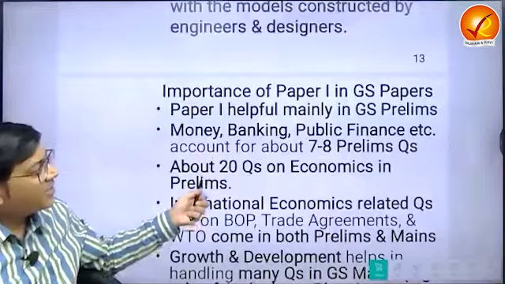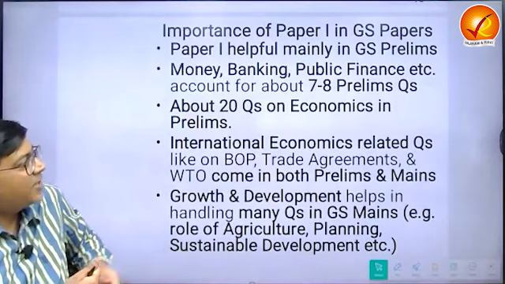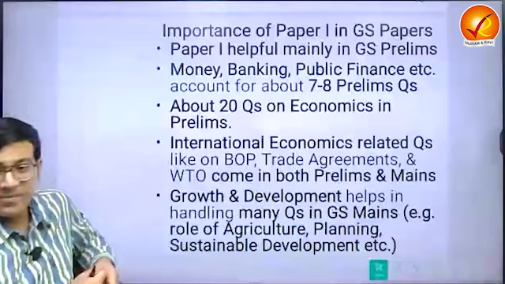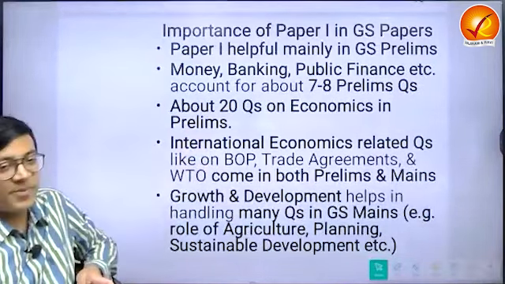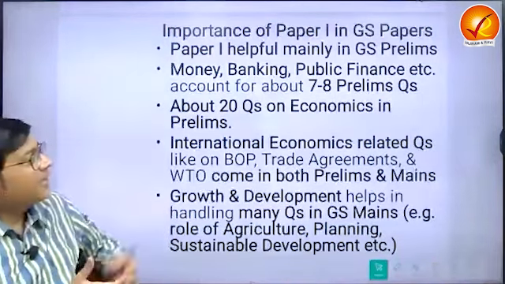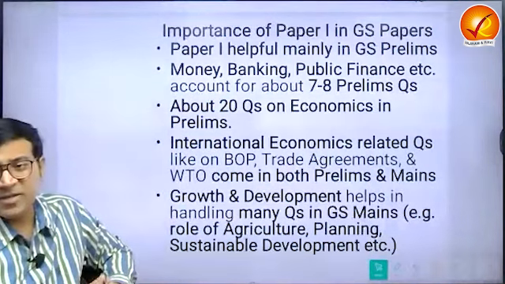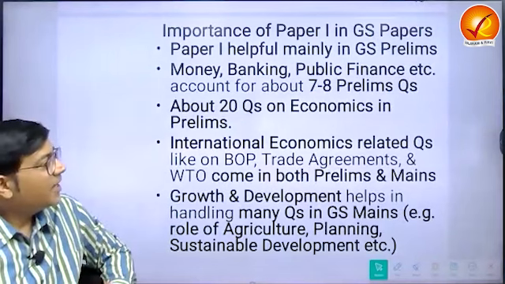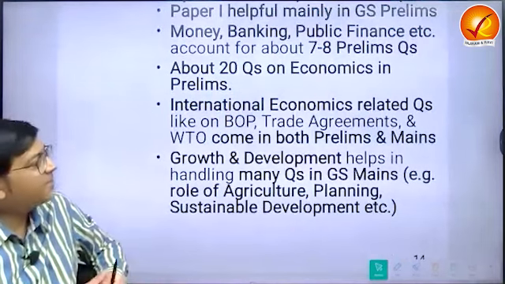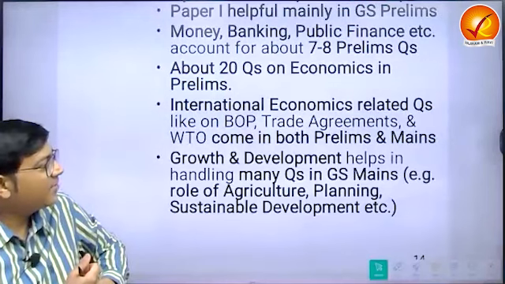Although I've told you something already on this, still, what is the relevance or importance of paper 1 in GS papers? Quickly on that. Money, banking, public finance, etc. often account for 7-8 prelims questions. Don't look at this year's prelims as an example, where economics questions were very few, but that is exceptional. Money banking came up this year also. Public finance questions were not here, but money banking related questions were there this time also. And as I told many of you in the GS class, about 20 questions come in prelims from economics. This year has been exceptional in that sense, I've told you already.